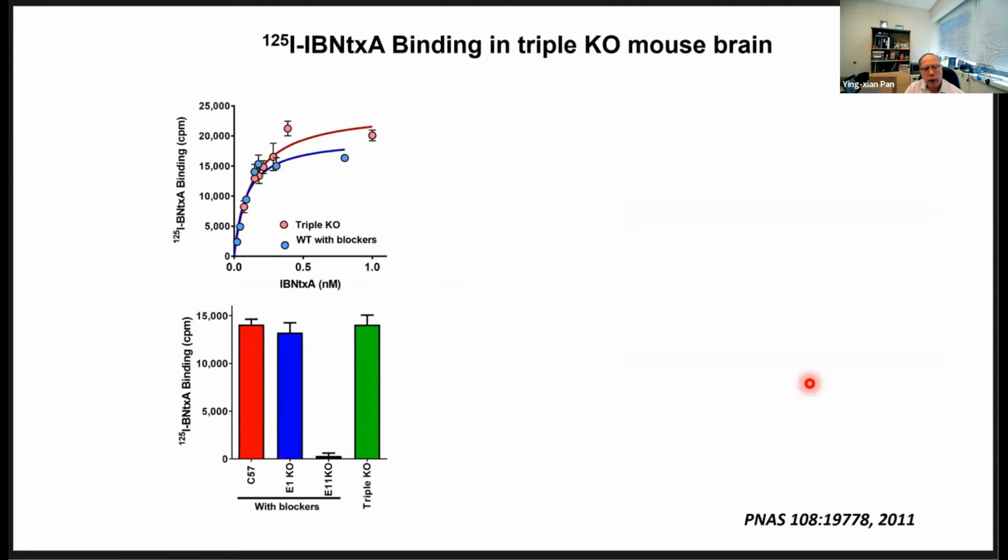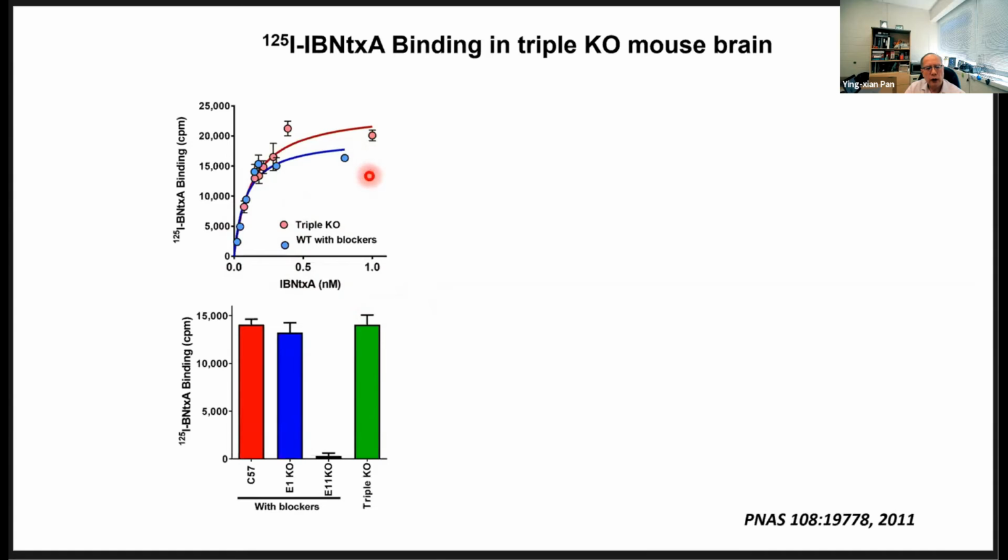IBNtxA can be labeled with iodine-125. We performed the opioid receptor binding assay using mouse brain. This is the saturation study. We can see in the wild type animal we label a very high affinity binding site, in the presence of blockers, because IBNtxA also binds to the traditional 7TM mu, delta, and kappa receptors. We have to use blockers like CTAP, naltrindole, and norBNI to block all the other sites and maintain only the 6TM site. In the triple knockout, you can see we label the same site.